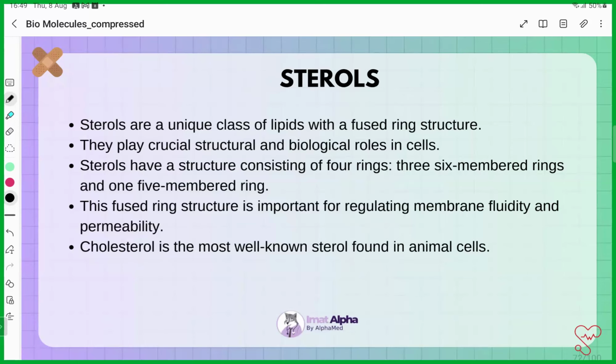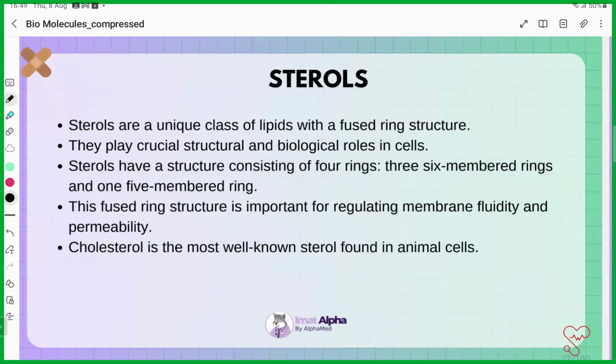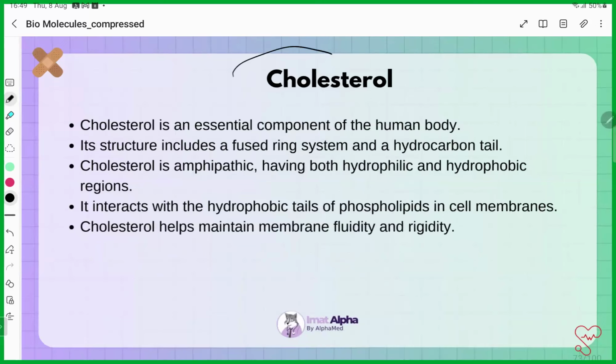Cholesterol is the most well-known sterol found in animal cells. Okay, cholesterol, we have to focus on it. One of the most important sterols found in animal cells. So, cholesterol is an essential component of the human body. Its structure includes a fused ring system and a hydrocarbon tail. Cholesterol is also amphipathic, meaning it has hydrophilic and hydrophobic regions.